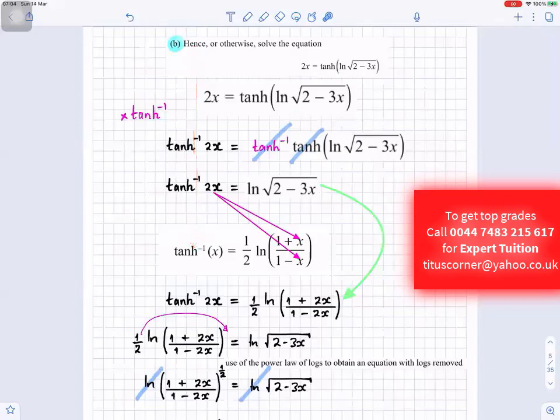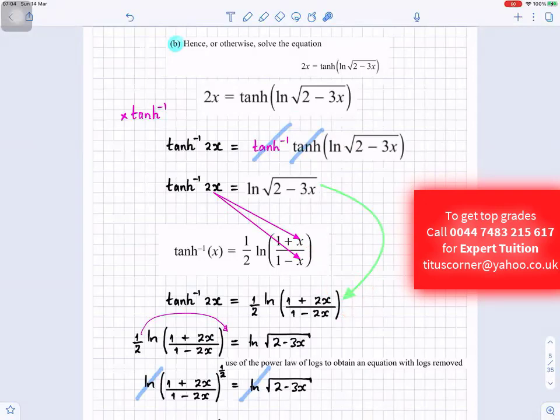We know that tan inverse of x equals half ln of 1 plus x over 1 minus x. But instead of x, they're having 2x. You see that? Instead of x, they're having 2x. So what do we do? We replace our x there with 2x, because x is doubled. So we will have tan inverse of 2x equals half ln 1 plus 2x over 1 minus 2x.